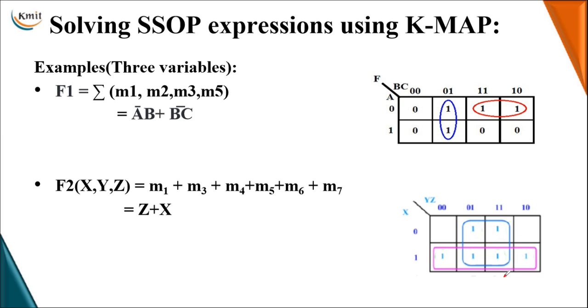Next, another example: M1, M3, M4, M5, M6, M7. We map the function and check for adjacency. An 8 square is not possible, so I will go for 4 square adjacency. So this is group 1, here we obtained group 1.